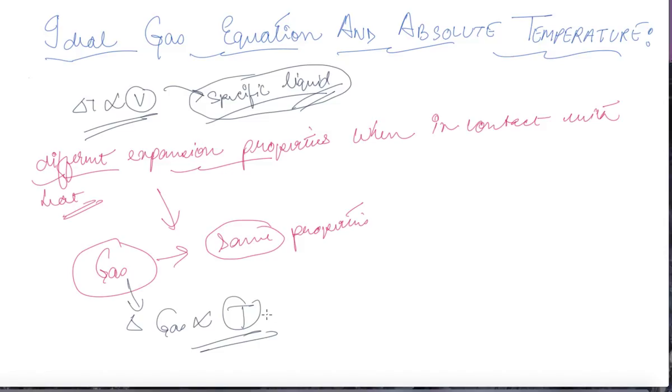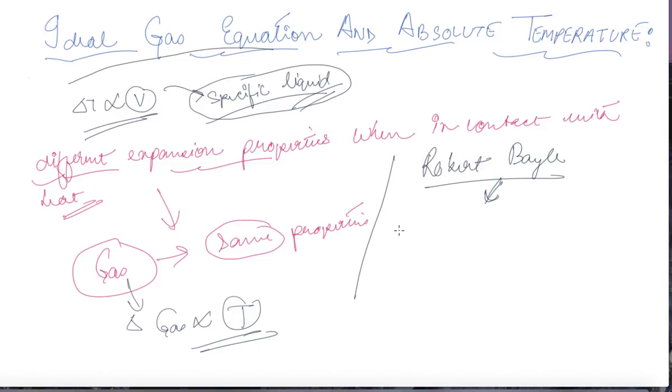Now there was a scientist known as Robert Boyle. So he had a huge contribution in your ideal gas equation. Now we'll come into what is the ideal gas equation. And the law he proposed was known as Boyle's law. So let's understand what is Boyle's law.